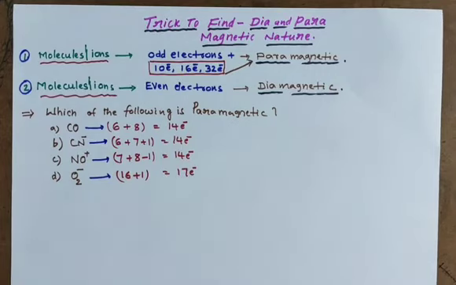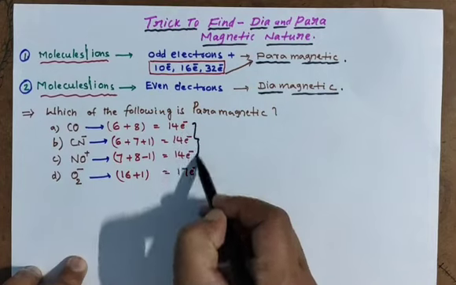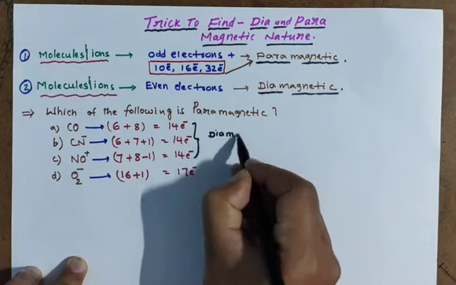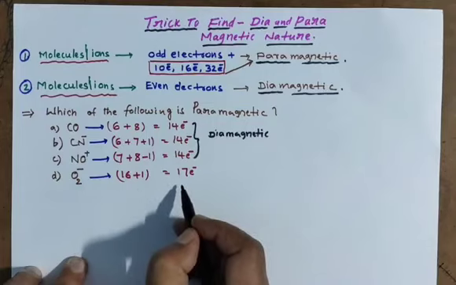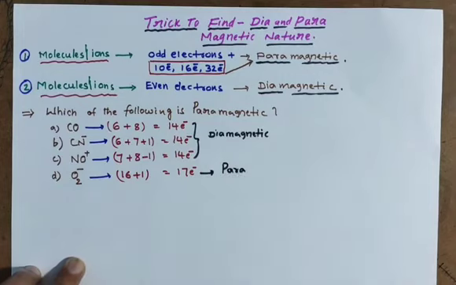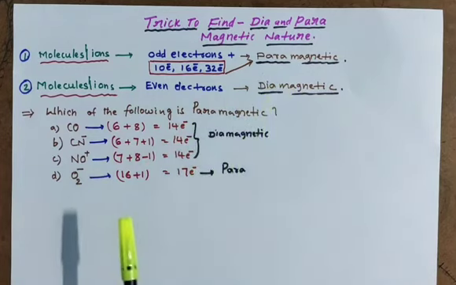So as we learned, an even number is diamagnetic, an odd number is paramagnetic. The first three have an even number, so these are diamagnetic in nature. And the last one has 17 electrons, and this is paramagnetic in nature. If you know this trick, you can identify easily which is dia and which is para.